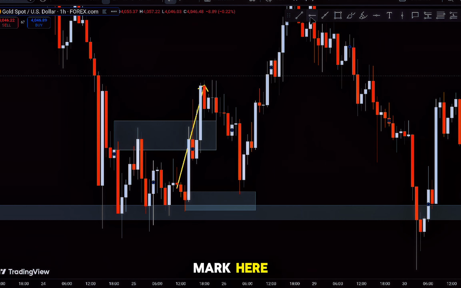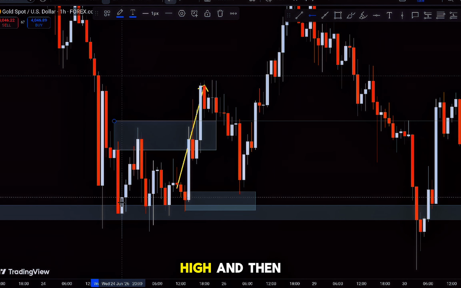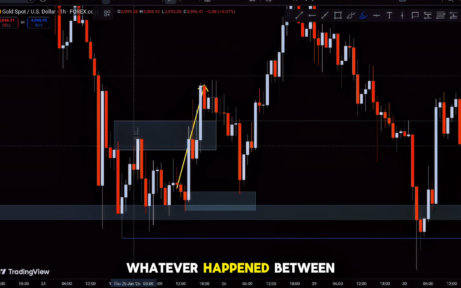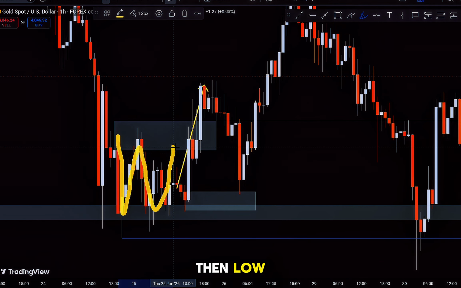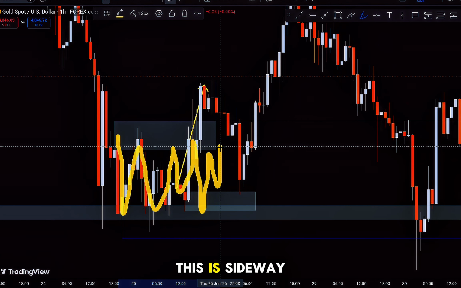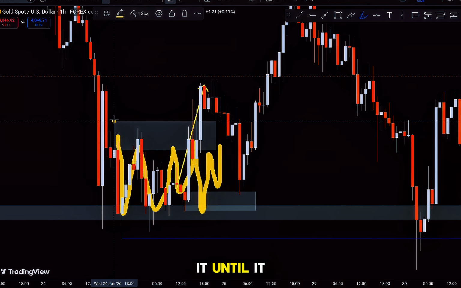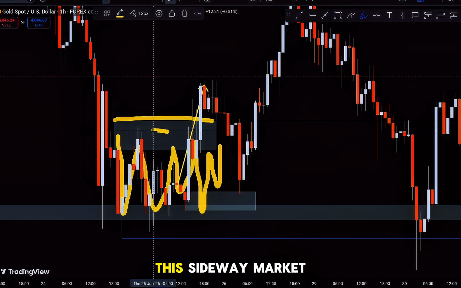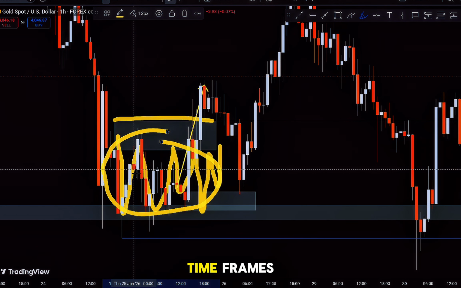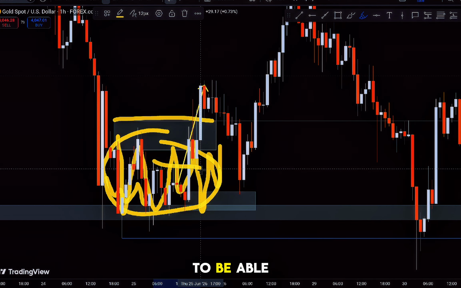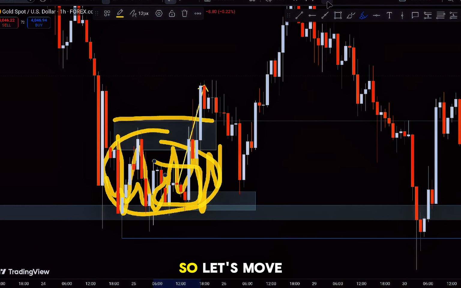So if we mark here, this was H4 high, and then this is the lowest low. So that means that whatever happened between this high and then low was just consolidation. This is sideways markets, so we cannot do anything about it until it breaks here. But then within this sideways market, if you go to the lower time frames, you will see a break of structure there too, and then you can use that to be able to take decisions. So let's move to either M15 or M30, and then we can see what is happening there.